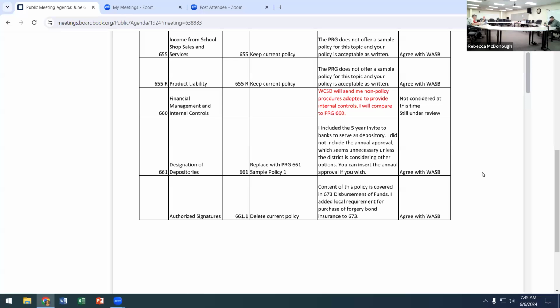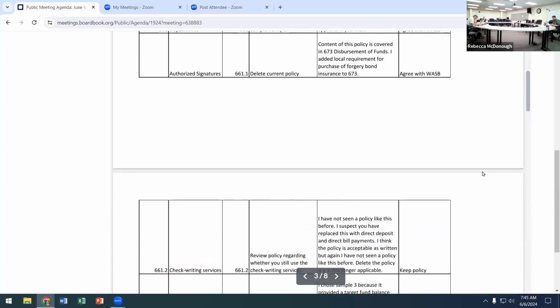Financial management and internal control, 660, that one is still being reviewed. Is that correct? And then designation of depositories, 661. We're going to replace this with the PRG version. They've included the 5-year invite for banks to serve as a depository. So if you agree with the changes being made in the PRG version of the depositories policy, again, designated director of business services, so delegating more to Alex.